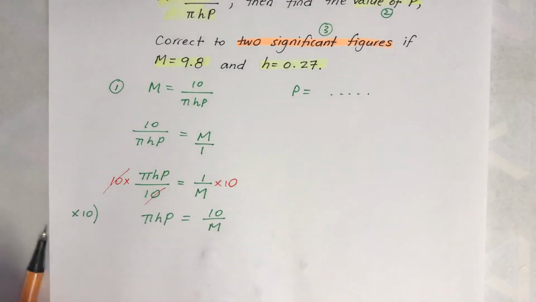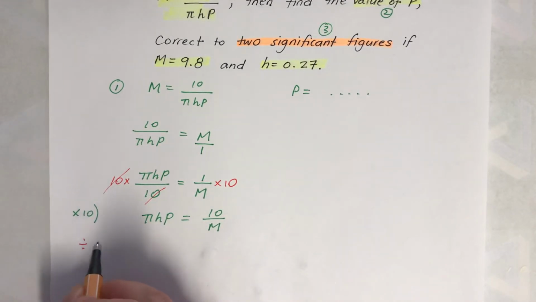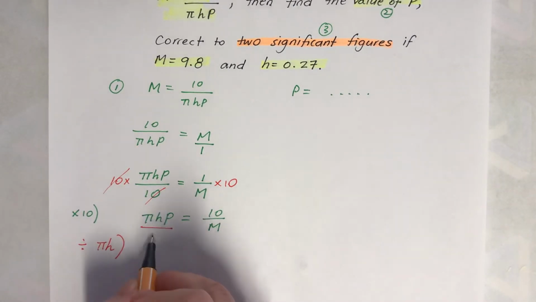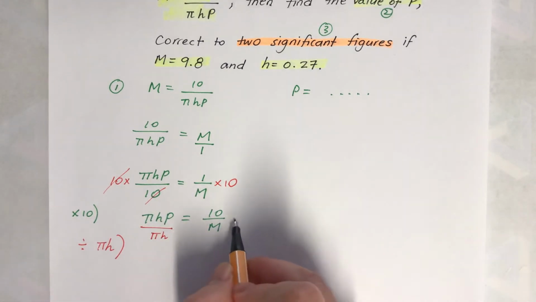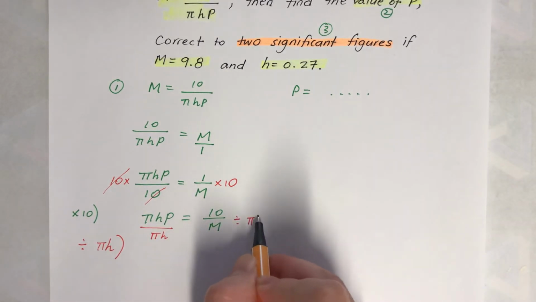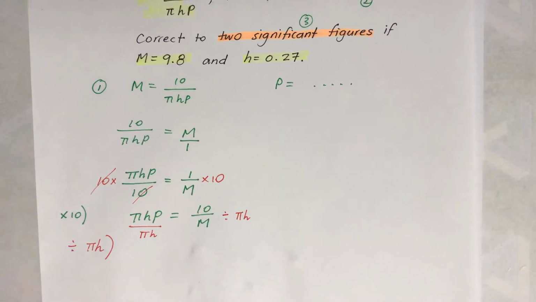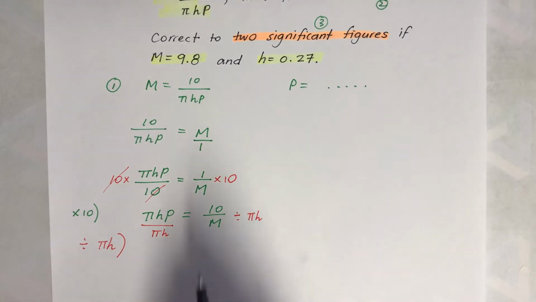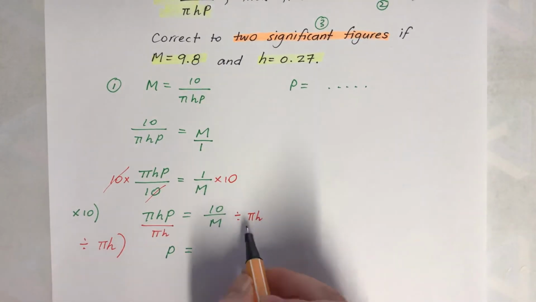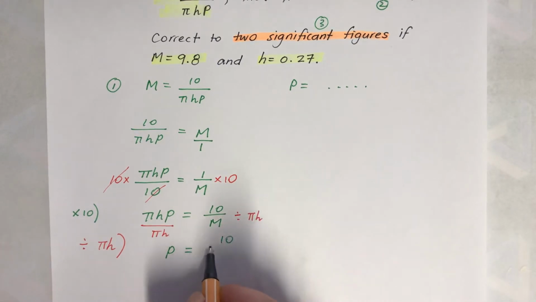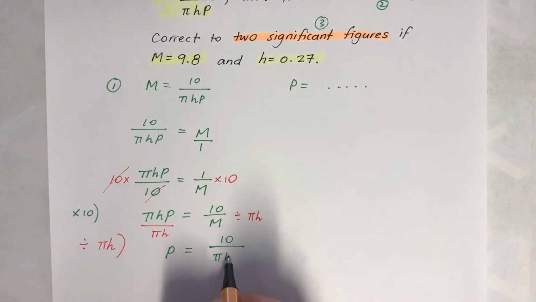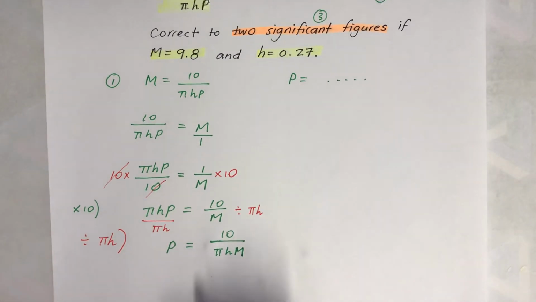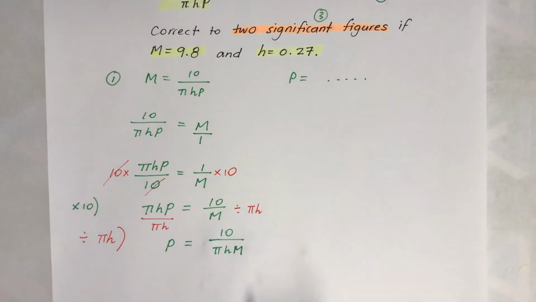I want the P by itself, so I'm going to divide by pi H. If I do that, divided by pi, what do I get? I will get P equals, now this means just 10 over pi H M. That's what it means. Okay, so I've got that changing the subject part.